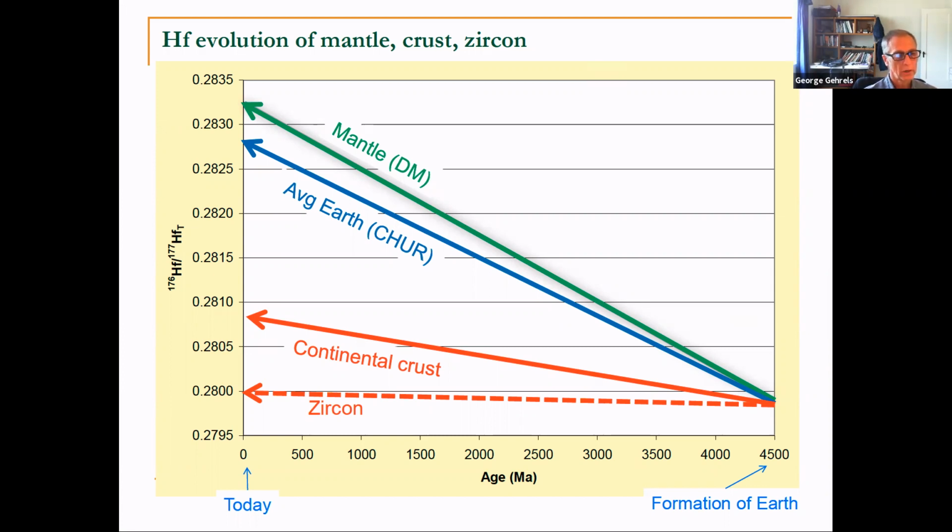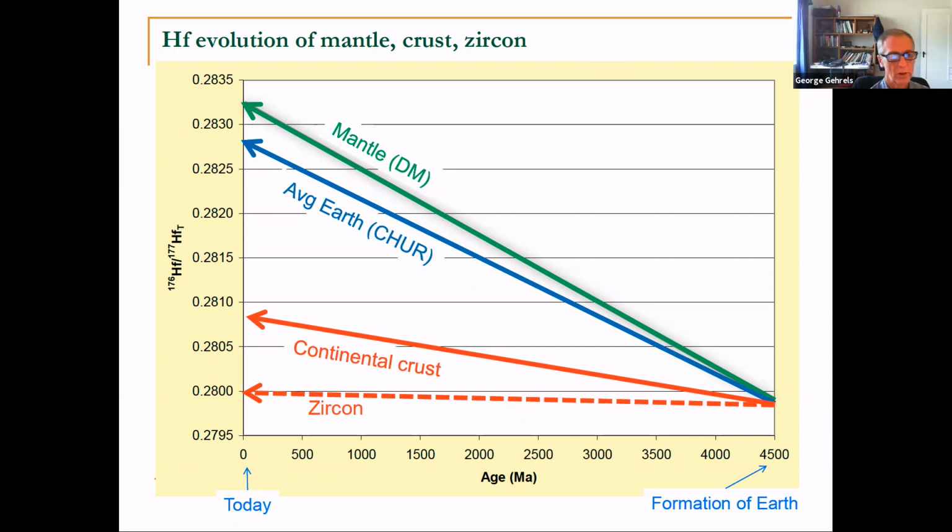The blue line is kind of the average of the crust and the mantle. And the reason that geochemists like to do that is because we know exactly what that blue line has done through time. That's because we have meteorites. Chondritic meteorites tell us what that average Earth evolution has been like through time. So we actually know that blue line very well.